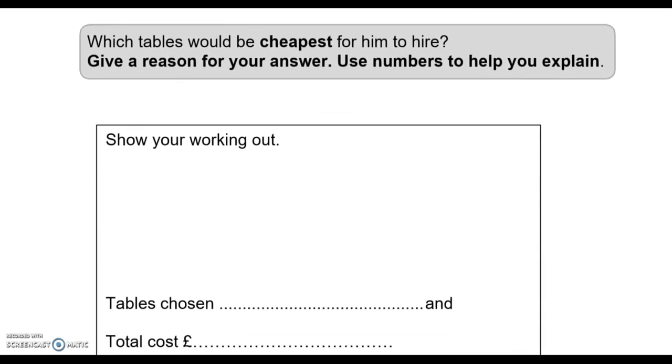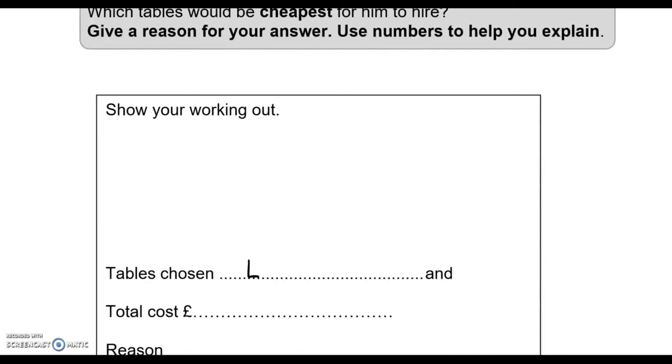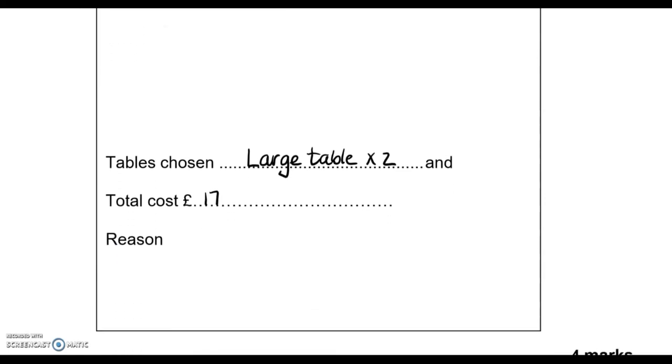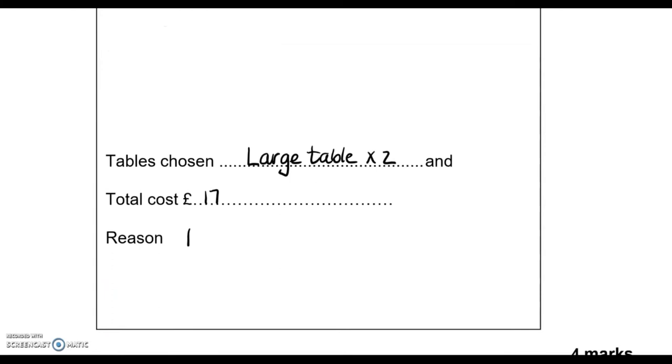Tables chosen. Large table, times 2 of them, and the total cost was £17. Reason, I'm going to say it works out £4 cheaper.